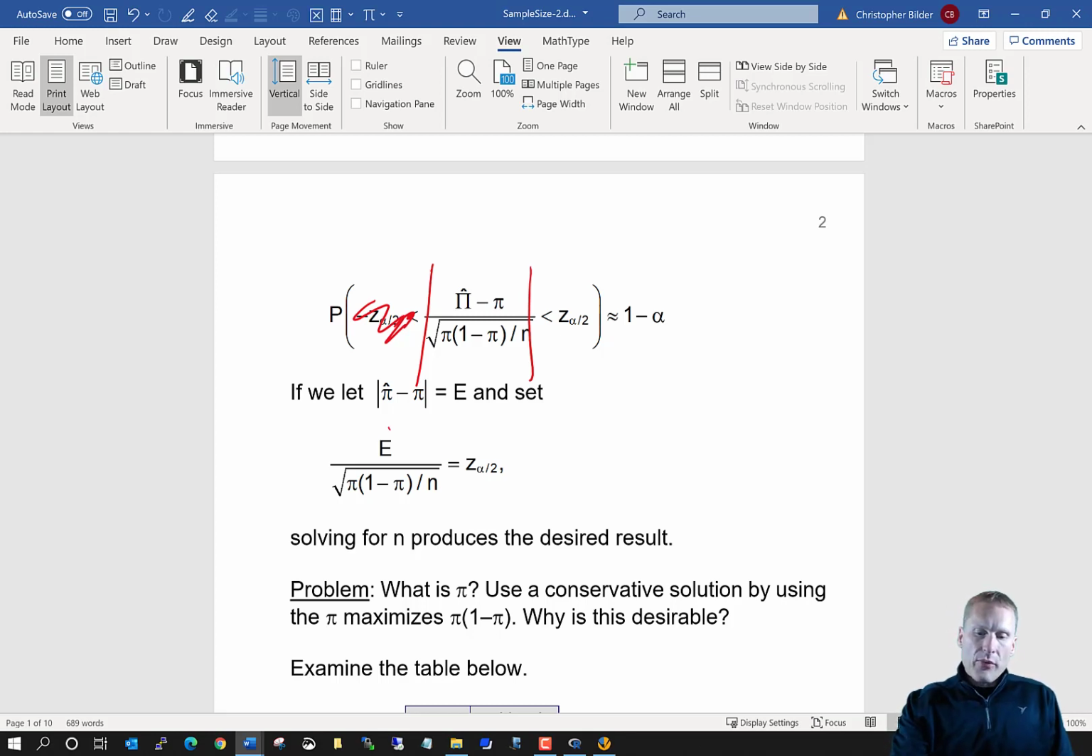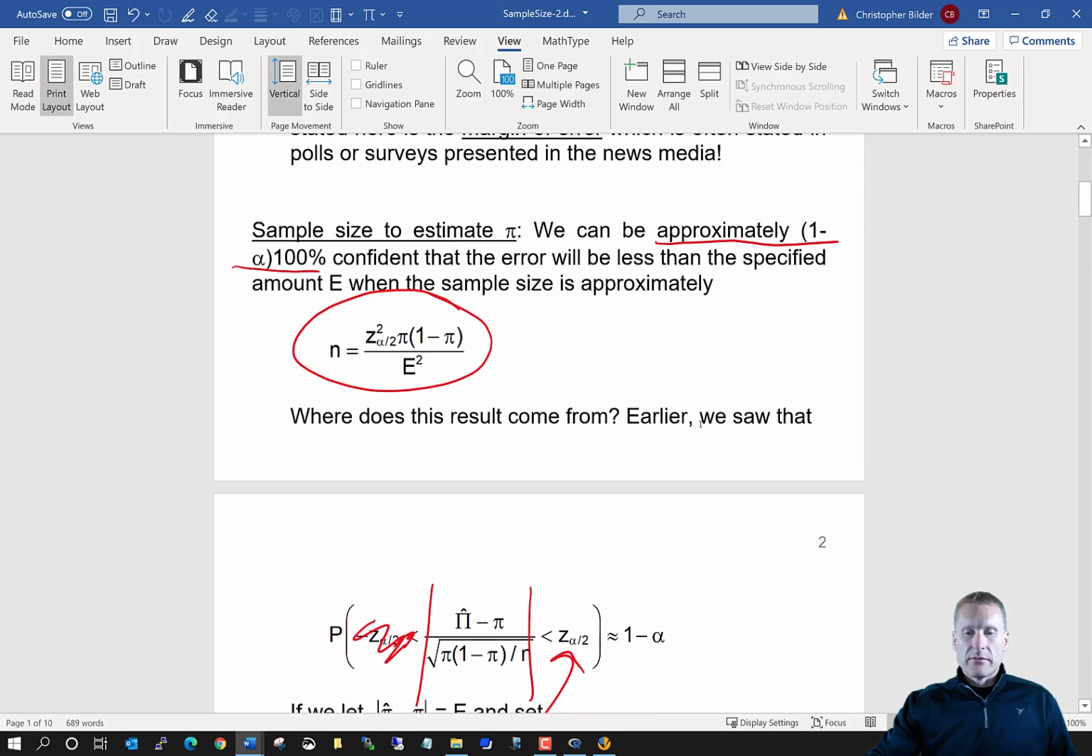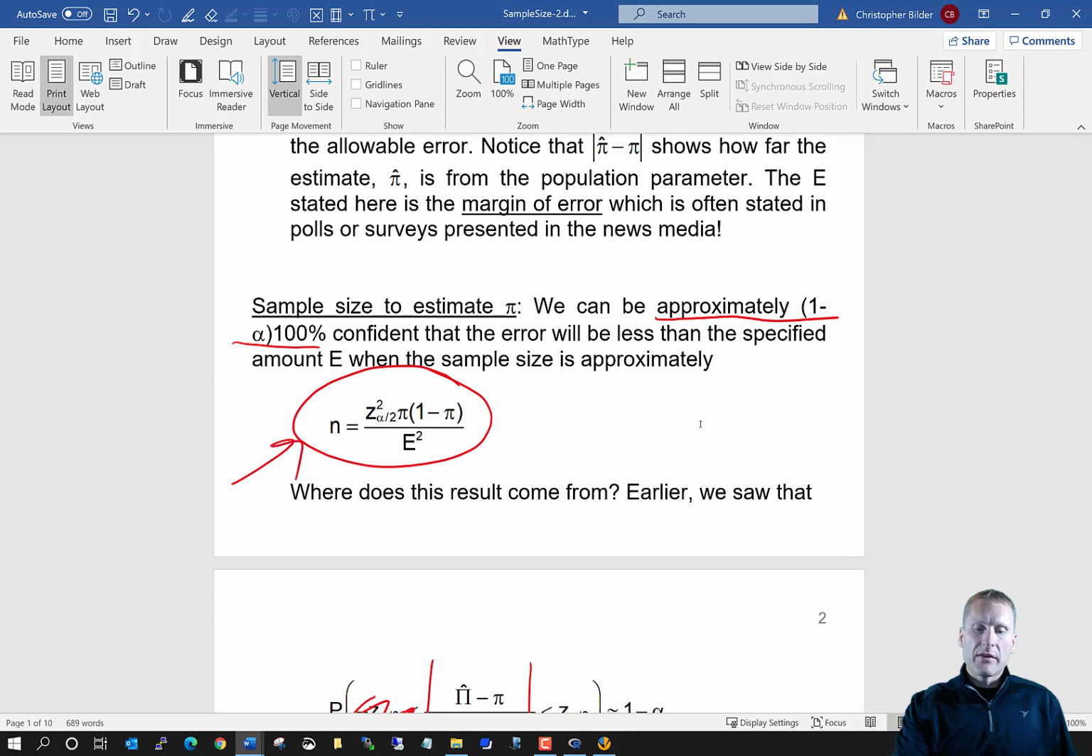Now, by putting E here, I still have this pi times 1 minus pi divided by n. How about we set this equal to that quantile from the standard normal, in other words, this right there, and then from there, solve for n. And if we do that, this is how we get this sample size expression.